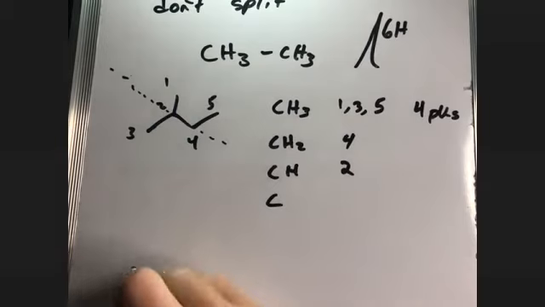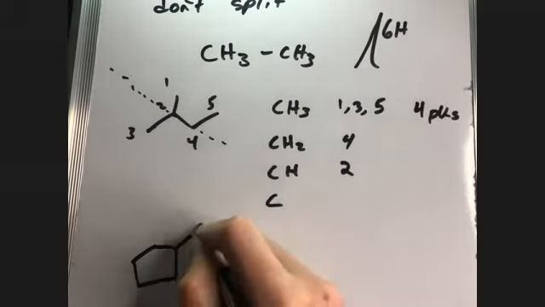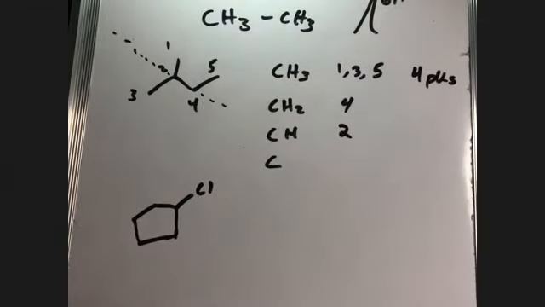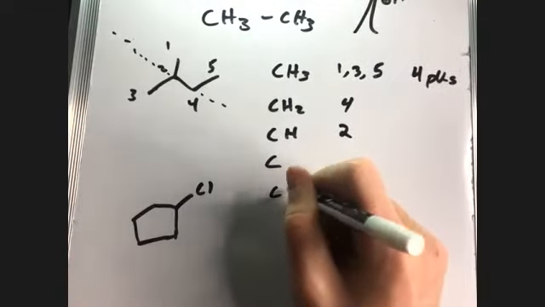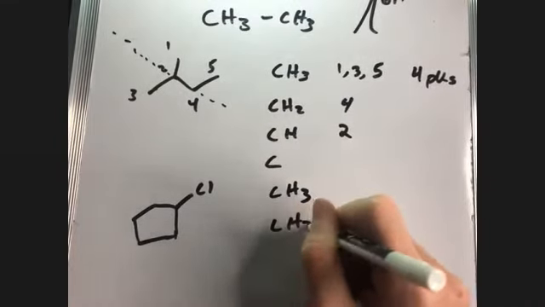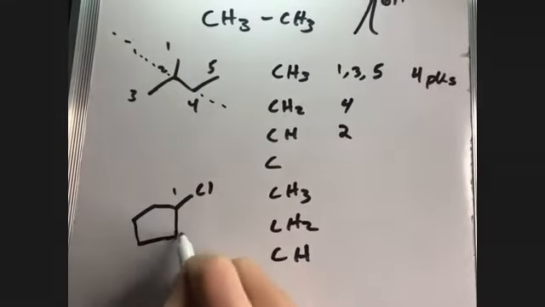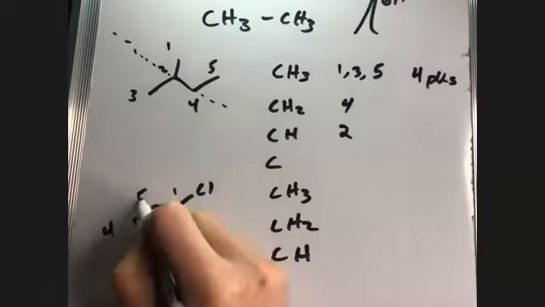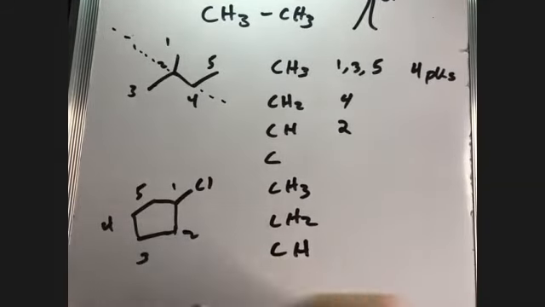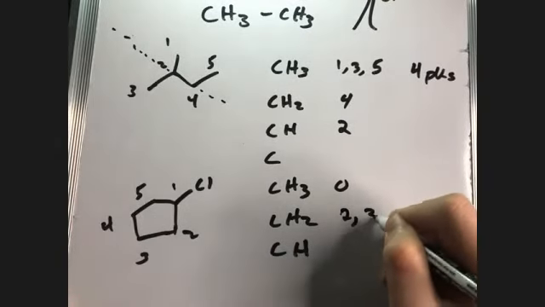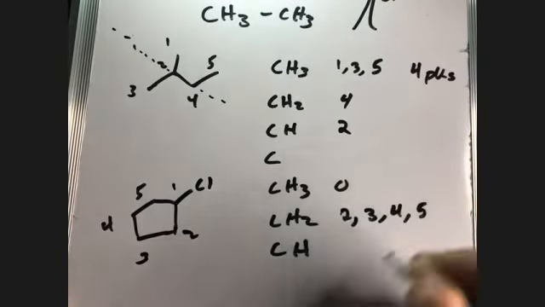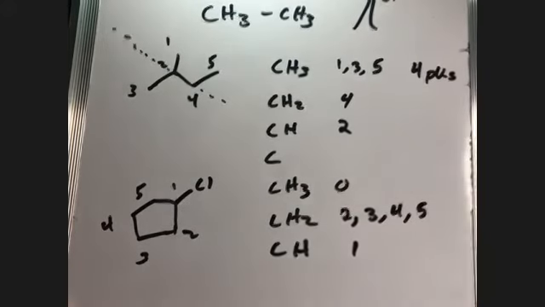Okay, let's do another one. All right, so again, let's follow my same suggestion. Go through the types of carbons. All right, so carbon 1, 2, 3, 4, 5, number it however you like. So there's no methyls, right? Because of the ring. So none of these. Carbons 2, 3, 4, and 5 are all CH2s. And then carbon 1 is a CH.